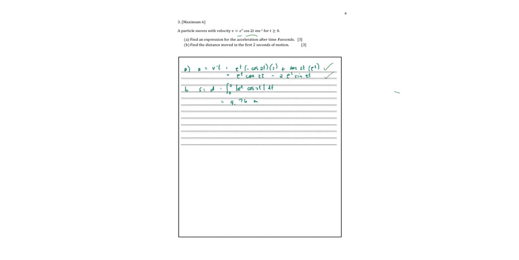Okay, letter B, find the distance moved in the first 2 seconds of motion. So S, which is the displacement, but this, we're looking for the distance, we'll get the absolute value.